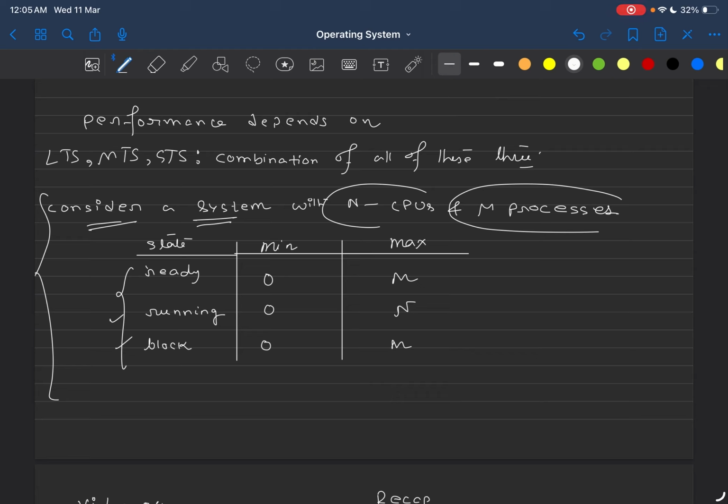Similarly, in the running case, let's say all the processes are in the block state. Then there will be zero processes in the running state. Similarly, for the block state, let's say all of the processes are either in the ready state or in the running state. Then there will be zero processes in the block state.